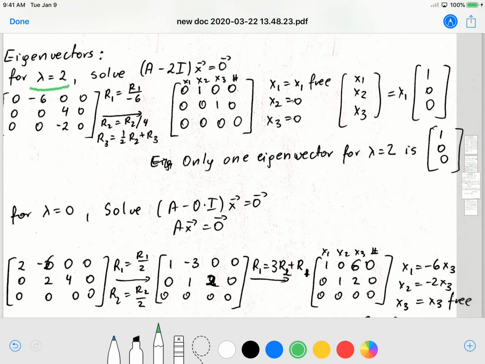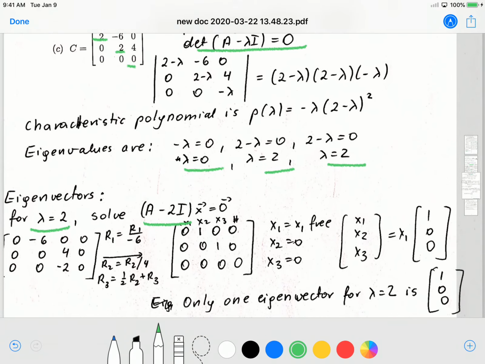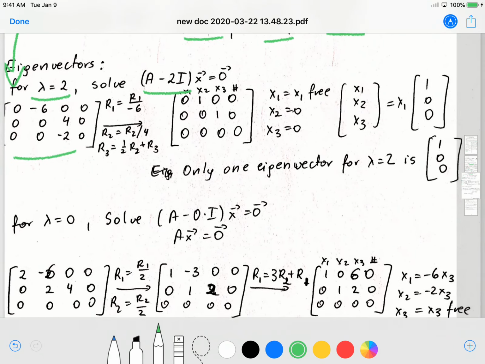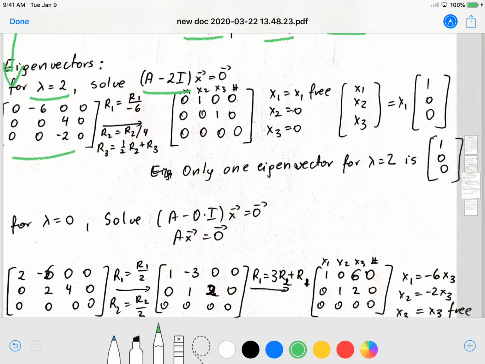For lambda equal 2, we need to solve this equation. So subtract 2 from the main diagonal of the original matrix, and we would get this equation, and then keep reducing, basically solve it. Try to solve on your own and check the answer, and you should get the eigenvector 1, 0, 0 corresponding to lambda equal to 2.